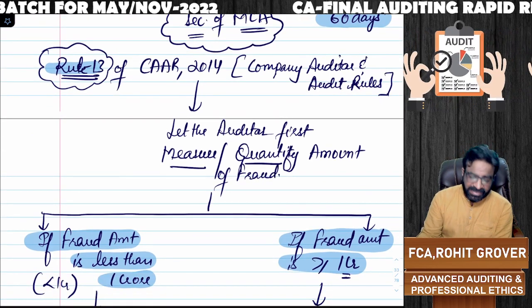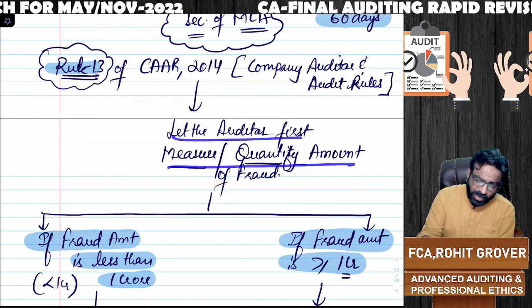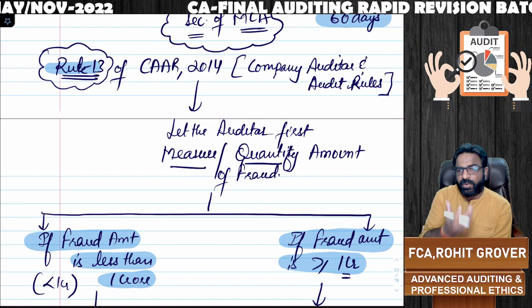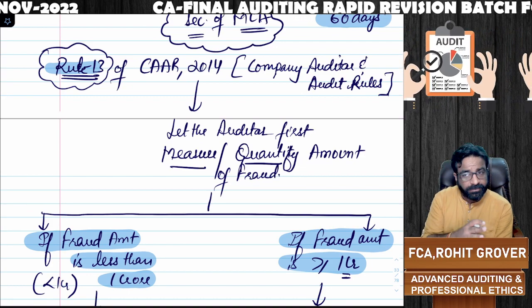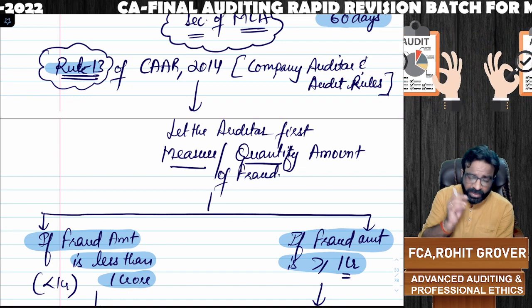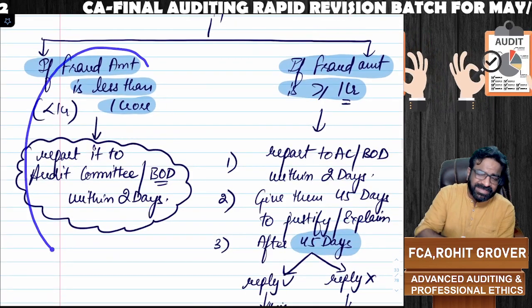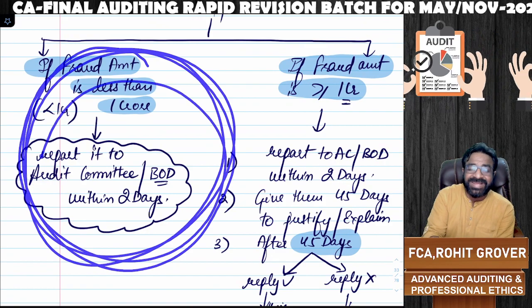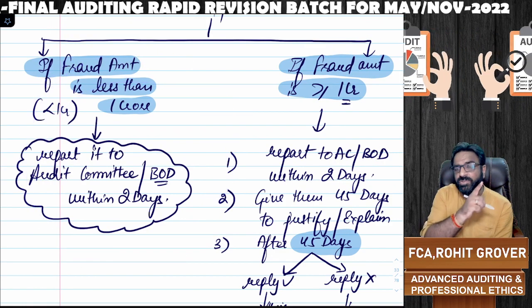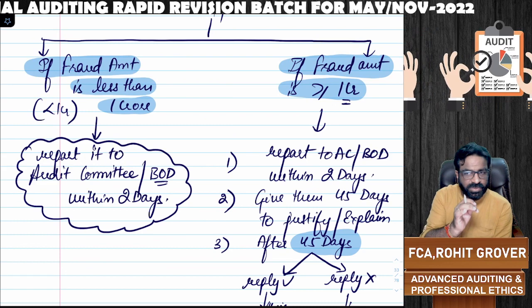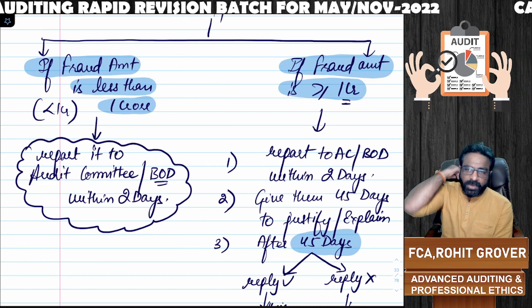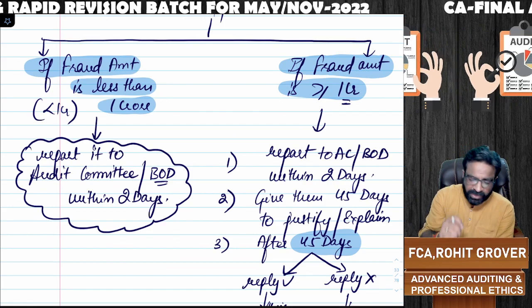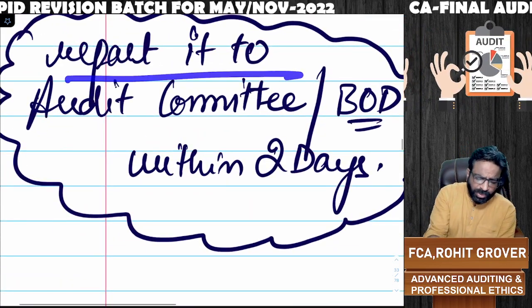It is saying that the auditor should first quantify the fraud. Let him see how much fraud amount is involved. Once the auditor quantifies the fraud, if the fraud is less than 1 crore, not equal to or less than 1 crore, just less than 1 crore. This is the biggest area where students may make a mistake. If the fraud amount involved, meaning the fraud he came across, is less than 1 crore, then your duty is only to report it to the audit committee.